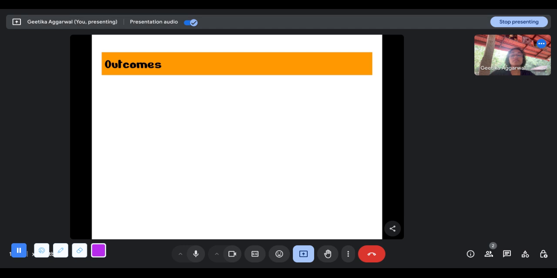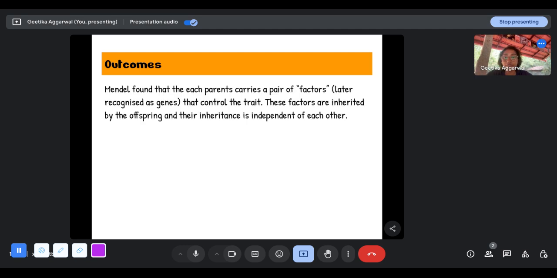Moving on to the outcomes. So, what did Mendel find out? Mendel concluded that each parent carries a pair of factors, which we now call genes. But he didn't know what genes were, so he called them factors. He found that each parent carries a pair of factors that control the trait. So every trait is controlled by factors.